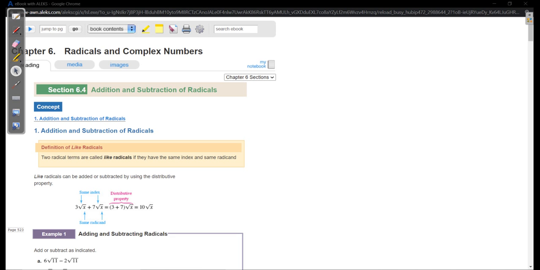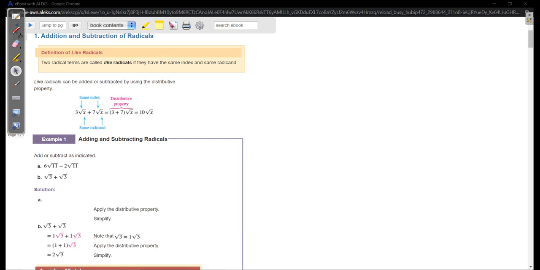Okay, so they must have, notice here, same index. Same index in both cases is the implied 2, right, square root. And same radicand, the number inside the radical, and both of them have x. That is the definition of a like radical. You have to have the same of both.